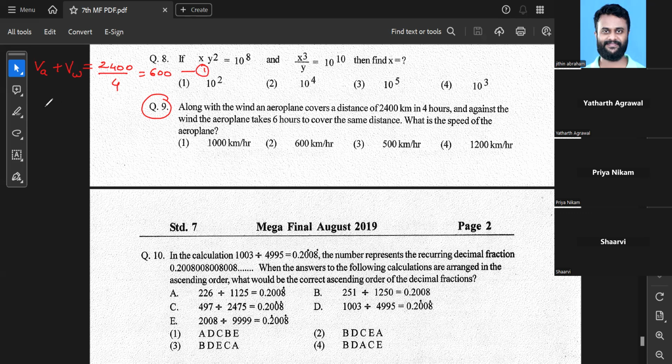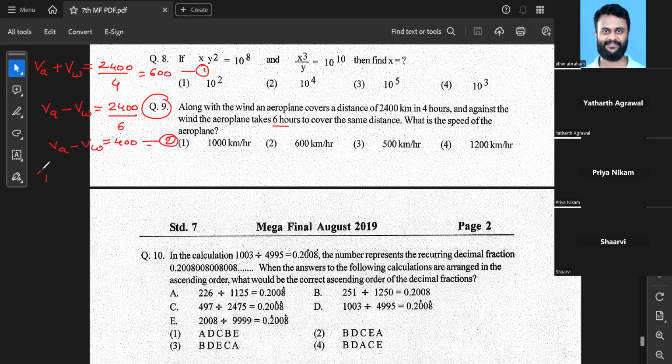In the second equation, you have the aeroplane traveling against the wind, so it will be VA minus VW. When the aeroplane is going ahead, the wind is pushing it back. That is equal to distance 2,400 upon time. Time in the second case is 6 hours. That gives you 400 as the second equation, VA minus VW.